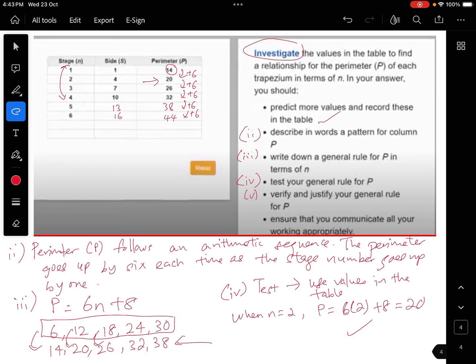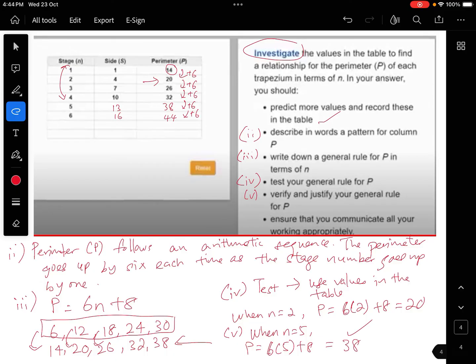Let's look at part 5. It says verify and justify your general rule for p, which is the final bit for this one. So let's do the verification first again. Very repetitive, very similar to what we have done earlier. I'll probably do when n is 5, because that's the one that's not given to us. We found those values on our own, but we have to go verify it. We need to provide evidence for this. So when n equals 5, we do know that the perimeter is equal to 6 times 5 plus 8. That will give me 38.